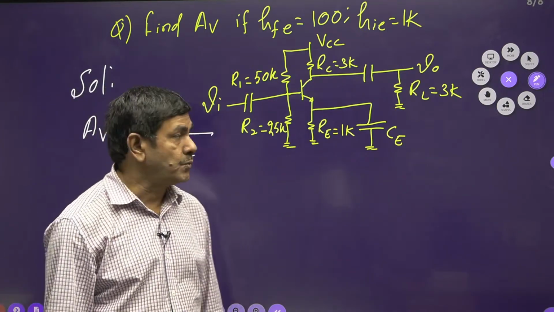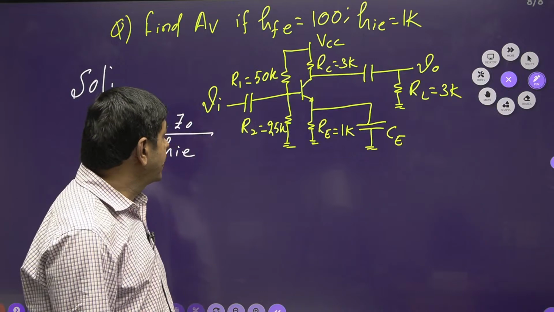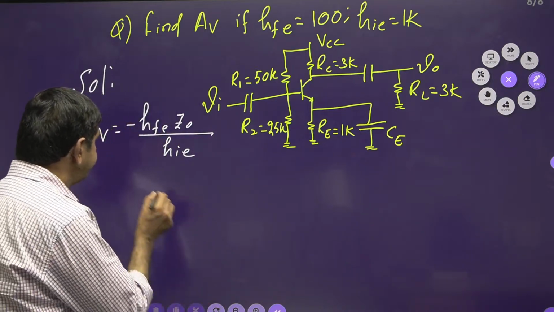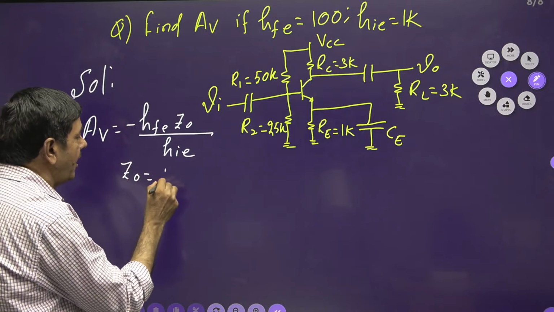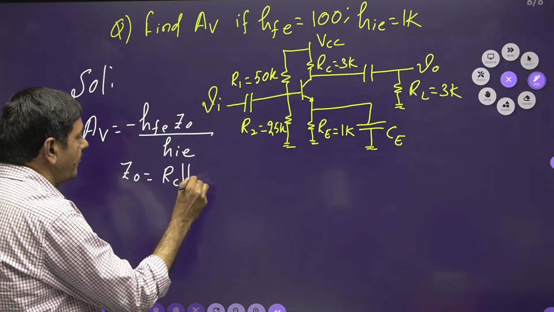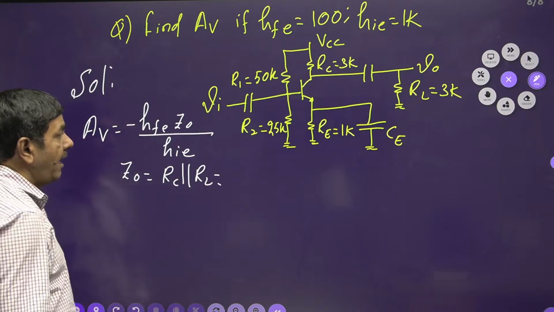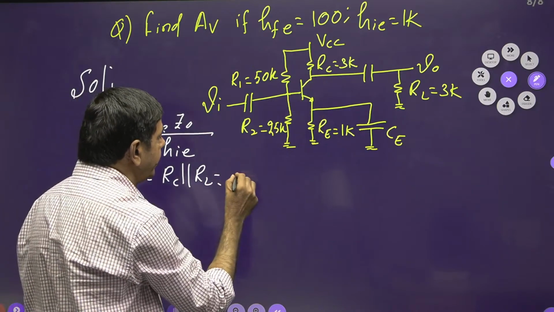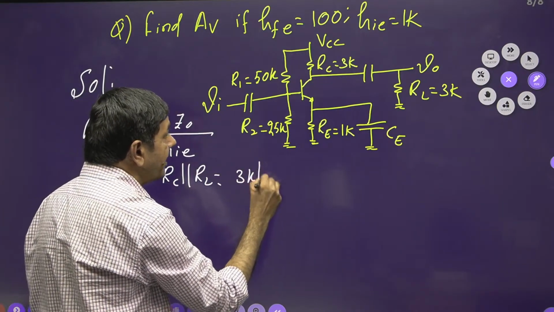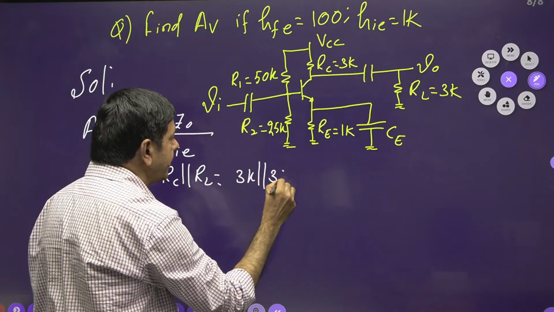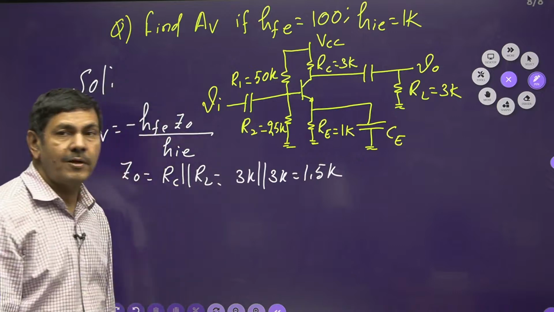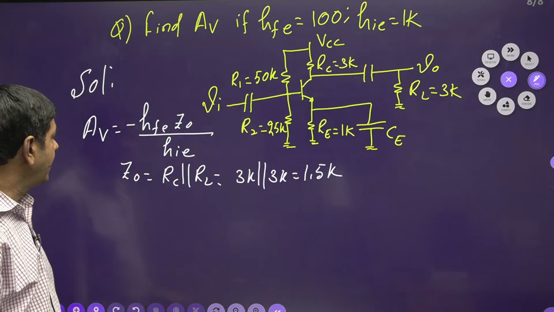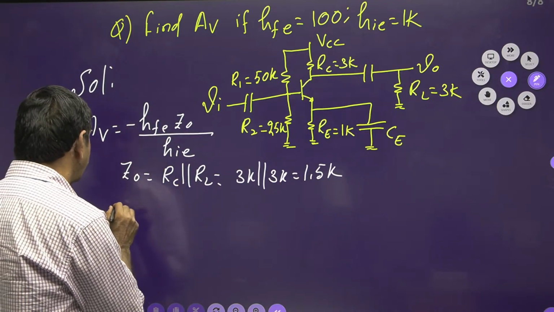Directly you can use it. But Z0 equal to, we know very well, I gave the condition already: RC parallel to RL. RC is given here as 3K, parallel to RL, which is nothing but 3K. It becomes 1.5K. Directly you can use the formula to find the voltage gain.